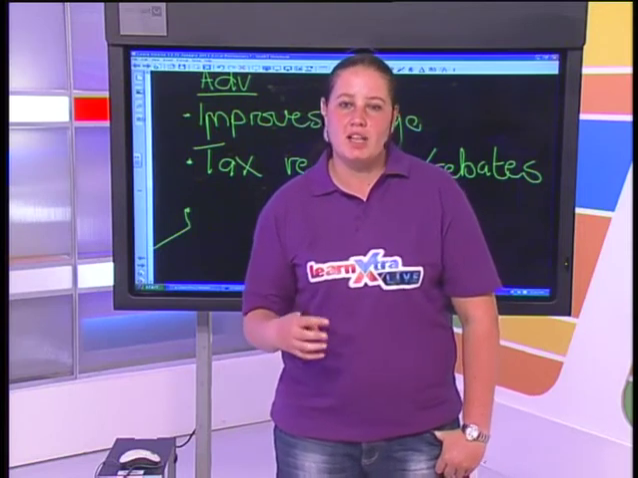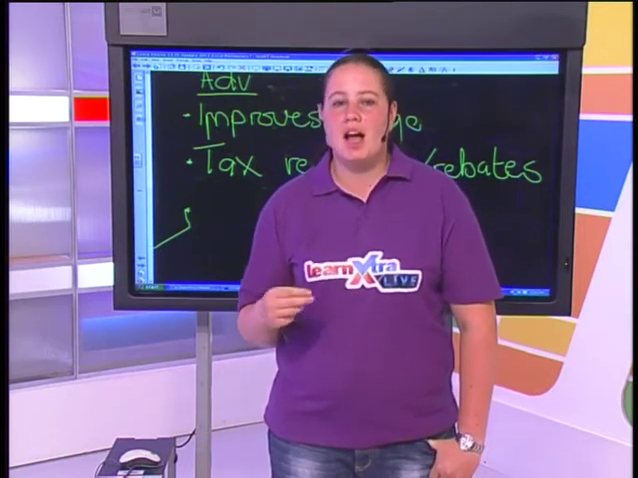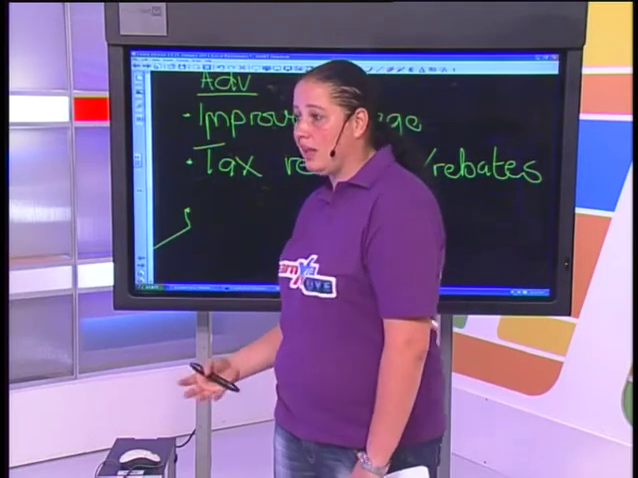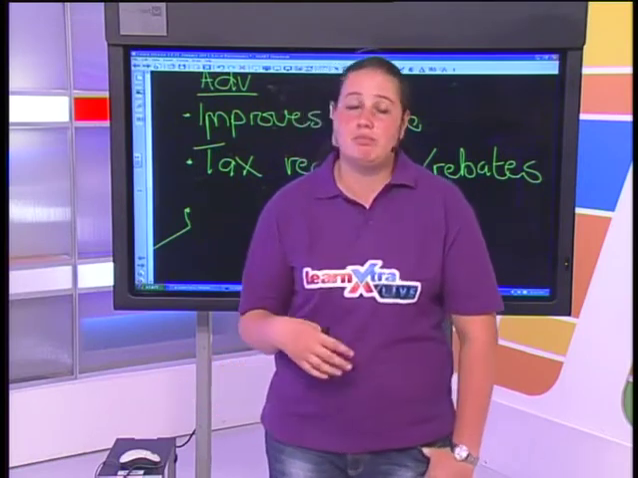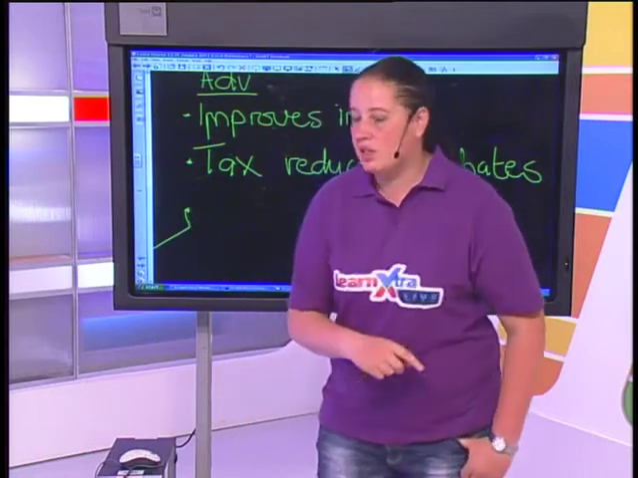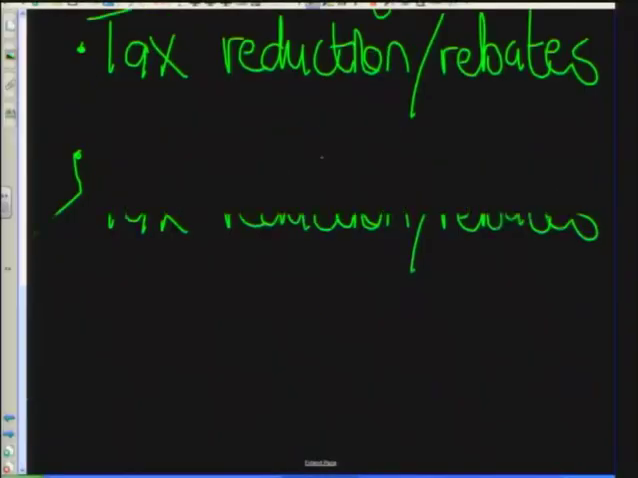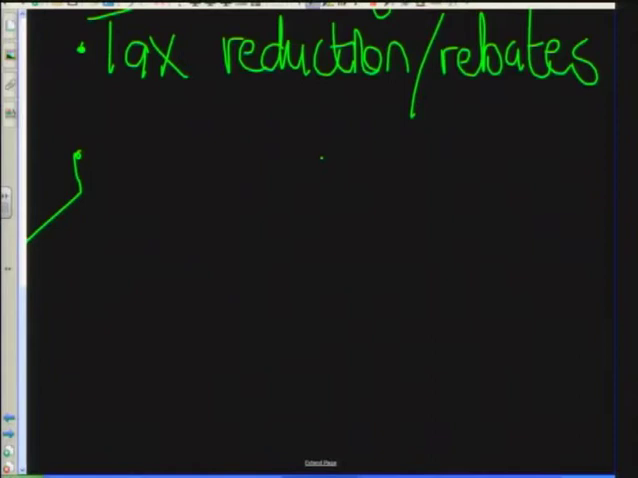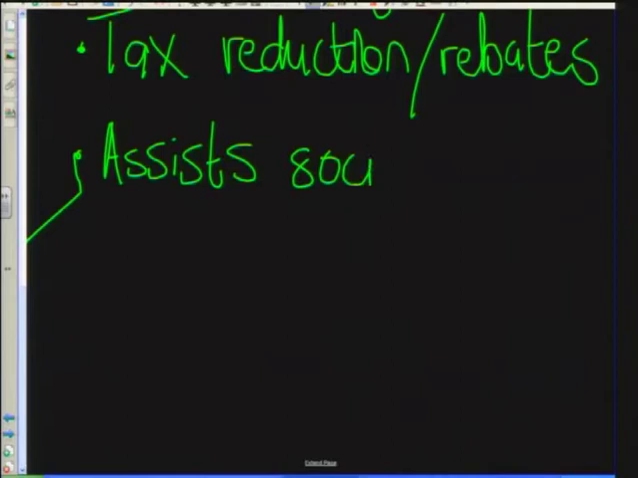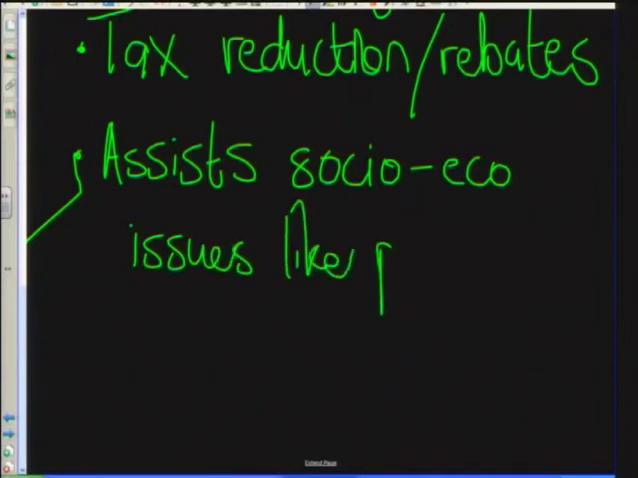So what happens is that business help alleviate socioeconomic issues like poverty, for example, or you can write lack of education, things like that. So let's quickly write that one down. What they're doing, it creates or it assists with solving socioeconomic issues, and I'm just going to throw in here like poverty.